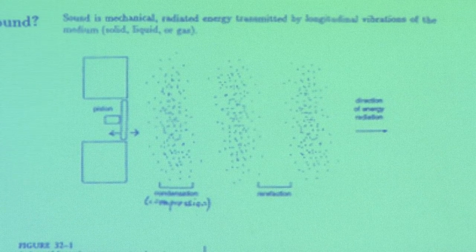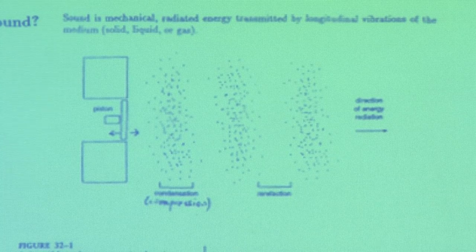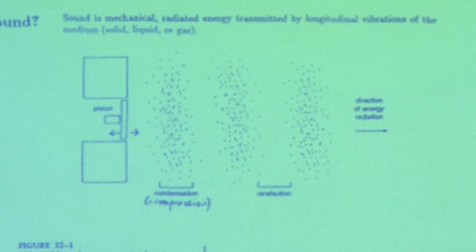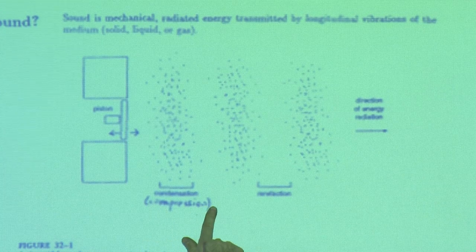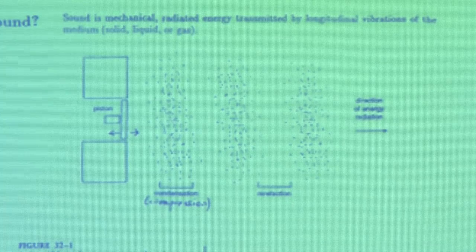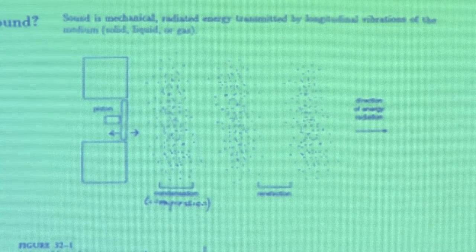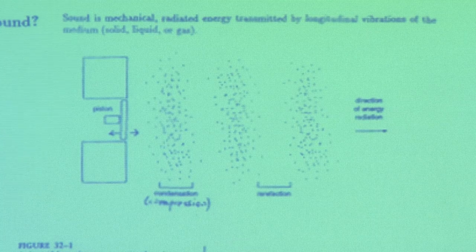And it presses them so they're closer together and makes them a little bit higher in pressure. And that's what's meant by this compression or condensation. And these dots close together means a little bit of an area of high pressure.